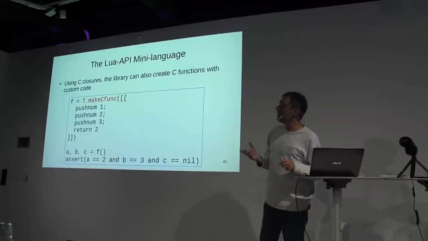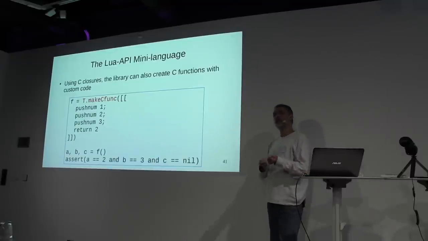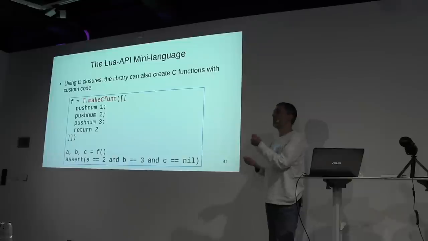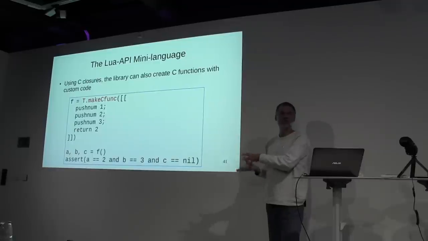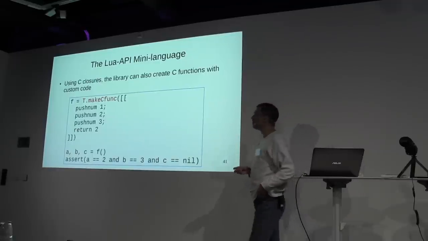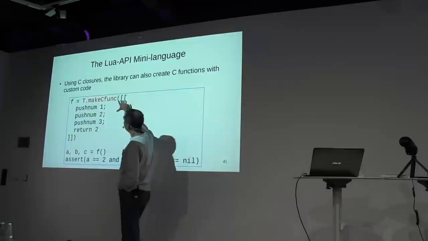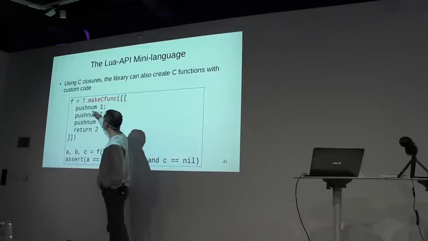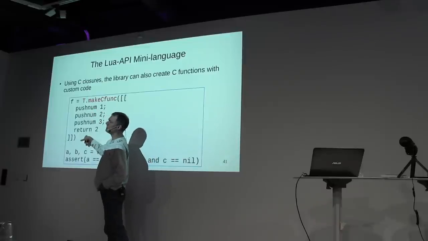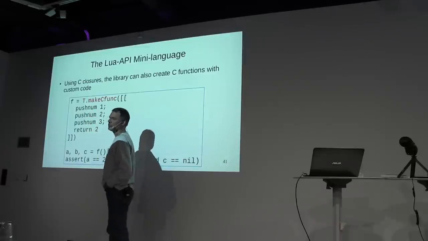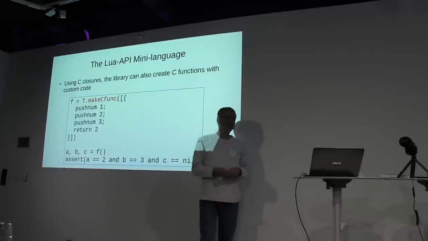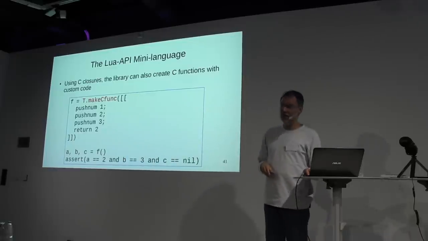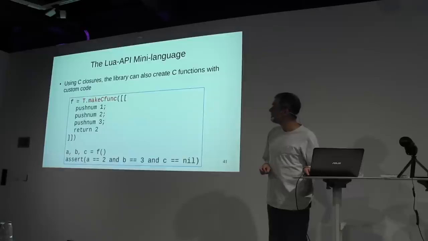And using C closures, we can create independent C functions that, when they get called, run a specific script. We put the script as an upvalue of the C function. So here, for instance, I make an independent C function that, when I call it, runs that specific list of instructions for the API. So that really gives a lot of flexibility for testing the C API.